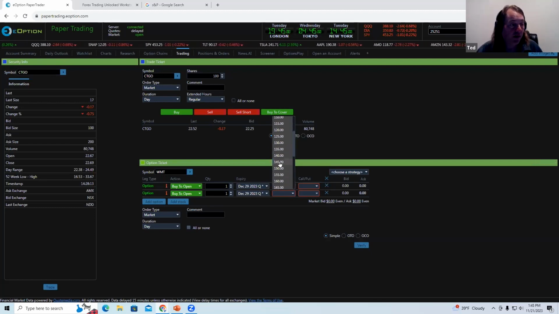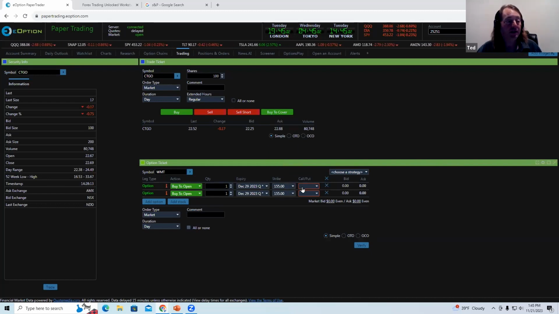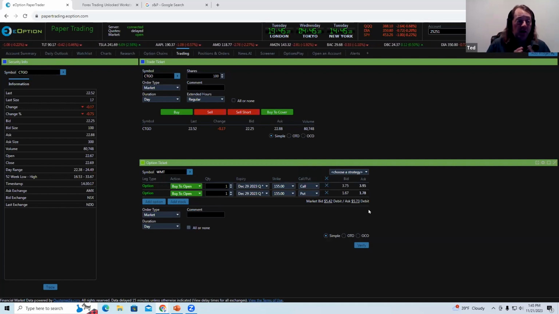Okay, 155. Remember, once again, the strike price is the same. We put in a call, and then we put in a put right here, and we have a pricing here. The market is 542 at 574. Now that's a tight spread for the bid and the ask for the straddle. This is a nice thing.